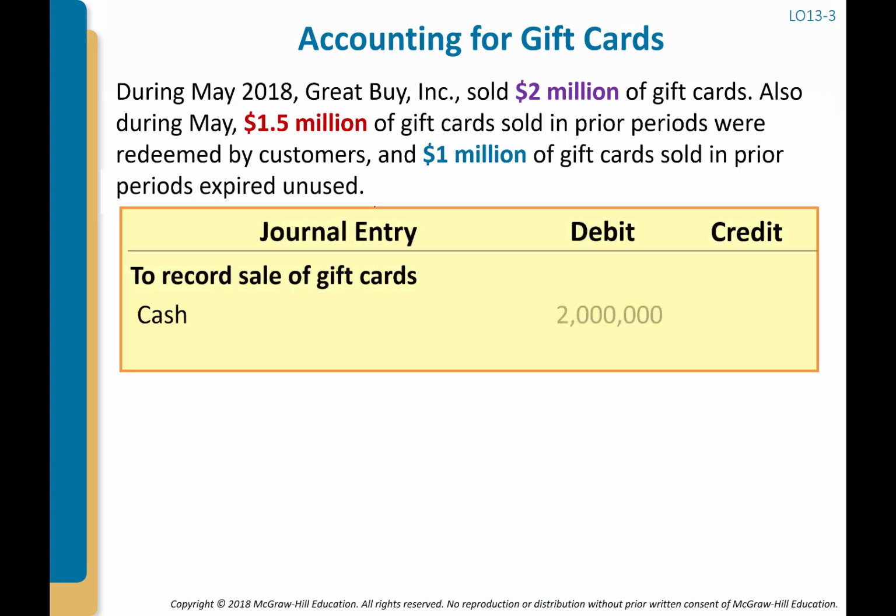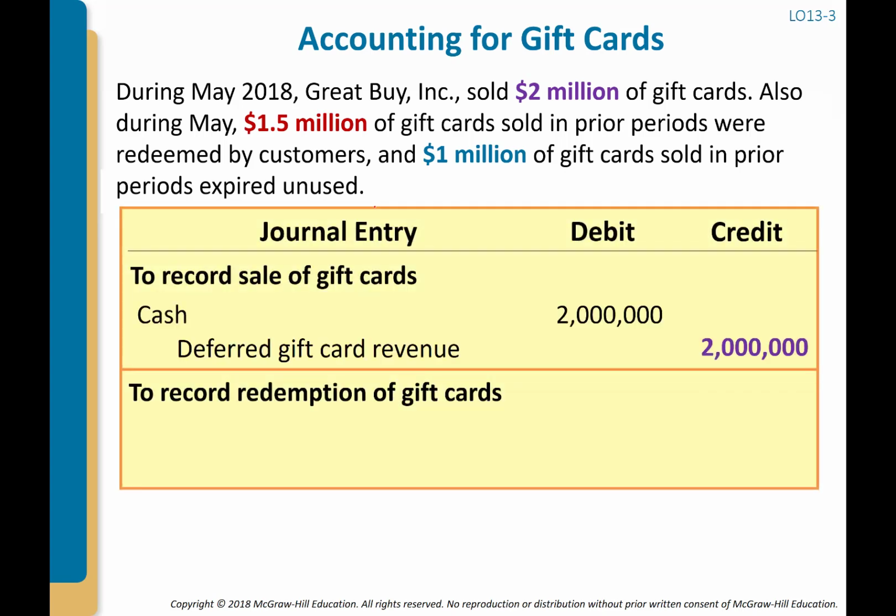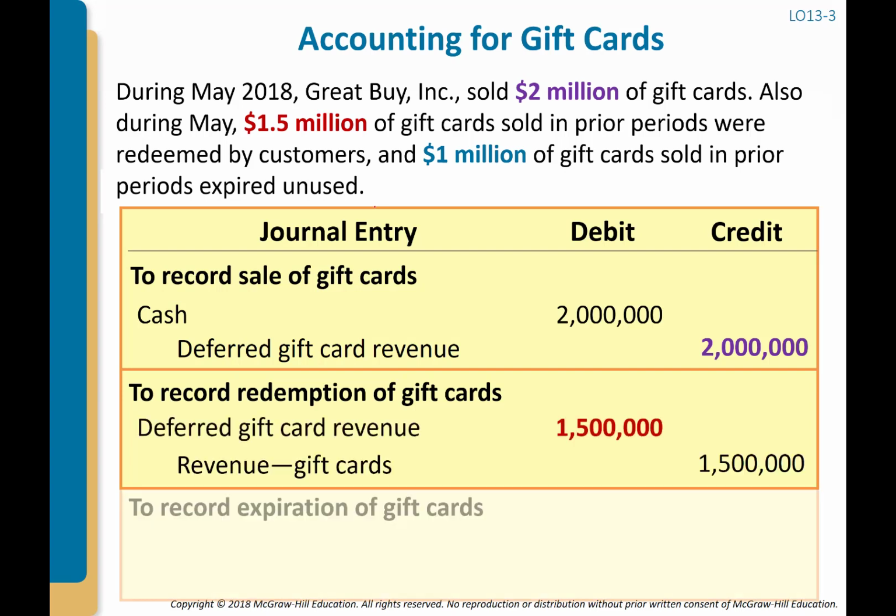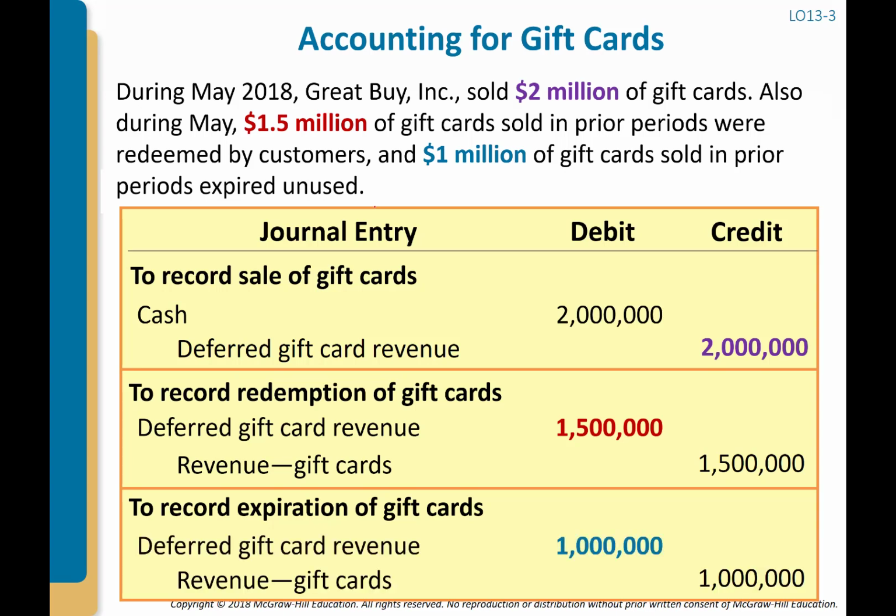So the journal entry for the $2 million that were sold is going to be deferred revenue, unearned revenue, just like when you gave me the cash for that apartment building, right? Then when the people redeem the cards, you debit the deferred revenue and credit the revenue. And then to record the expiration of the gift cards, we're going to debit deferred gift card revenue, and we're going to credit the revenue for those that have expired.